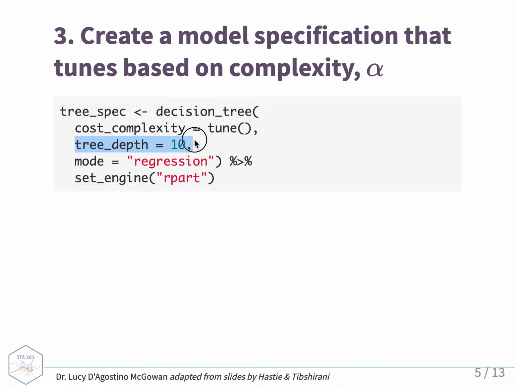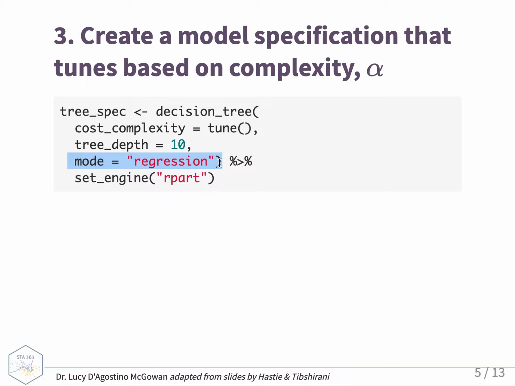And then I can set my tree depth. And so this is basically going to be stopping criteria for my big tree, that T0 or T-naught that we talked about in the last lecture. And I'm setting that depth to be 10. And so that's basically my maximum tree is going to have a depth of 10. And then finally, I want to set my mode to be regression.